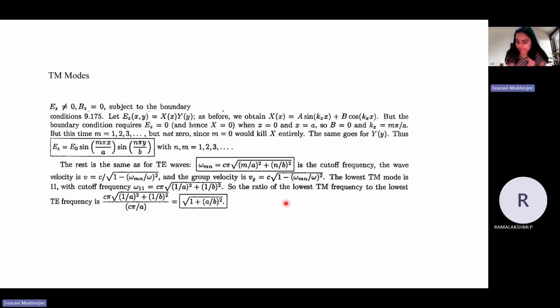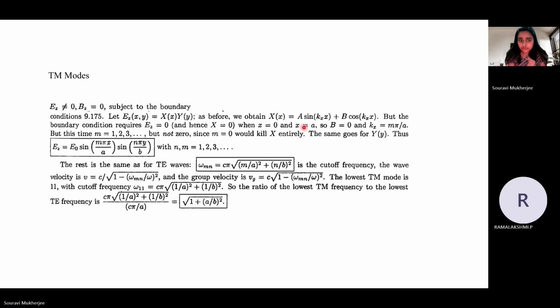Okay, so that was about TE waves. Now you can also have TM waves, right? So what do you mean by TM? Transverse magnetic. So that means now your BZ has to go to 0, while your EZ is non-zero, right? So again, if we apply the same process, we take EZ to be some function which is a product of two functions x and y. Okay, and again x can in general have a form something like this, and you would have boundary conditions.